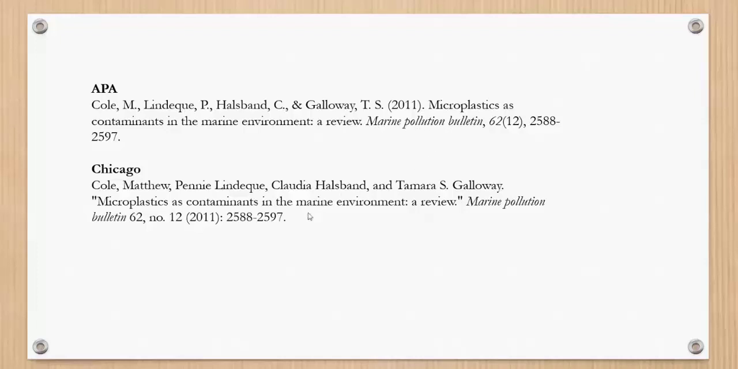Chicago, on the other hand, capitalizes every major word in the title of both the article and the journal title. So, contaminants, marine, environment, because it is the first word of the subtitle, and review should all be capitalized here. In the title of the journal, Marine should be capitalized, but so should Pollution and Bulletin. So the citation generator has provided me incorrect information in that regard also.